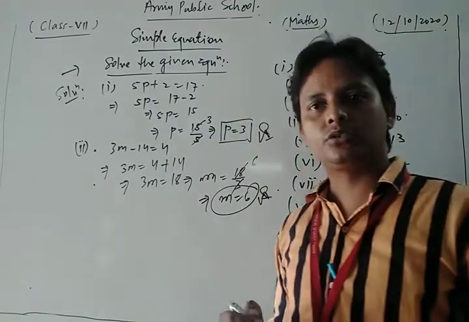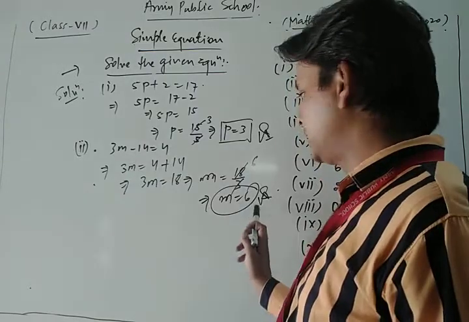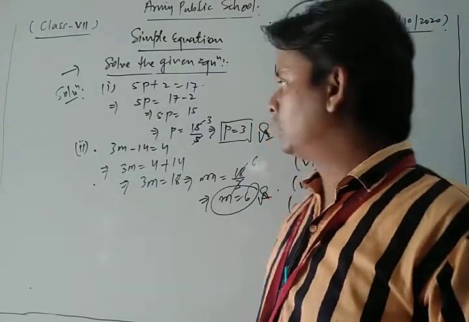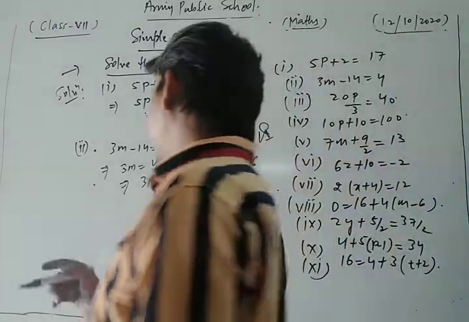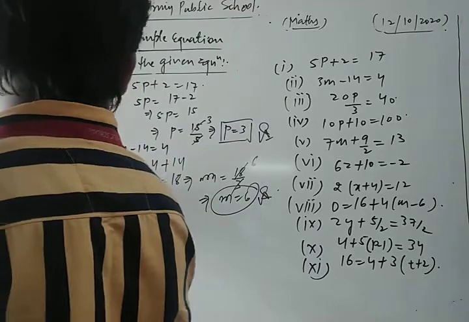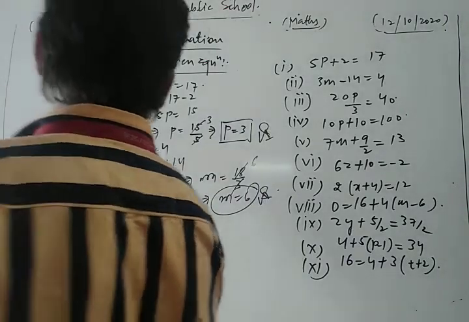Because in this question the variable is m, and we find the value of m is 6. So this is our required solution of the given equation. Now we take and solve the third part of this question. Your third part is 20p upon 3 is equal to 40.